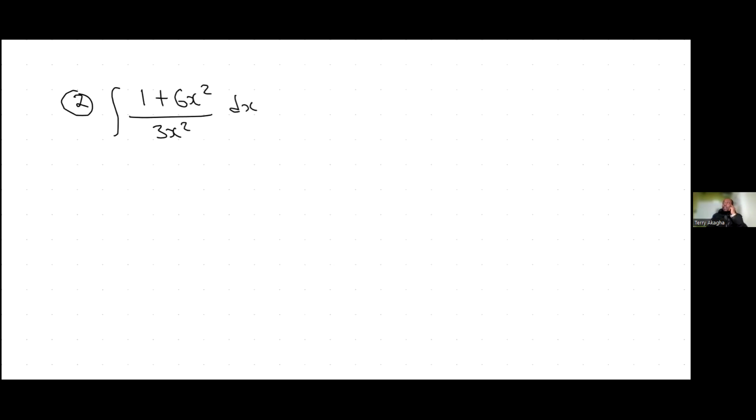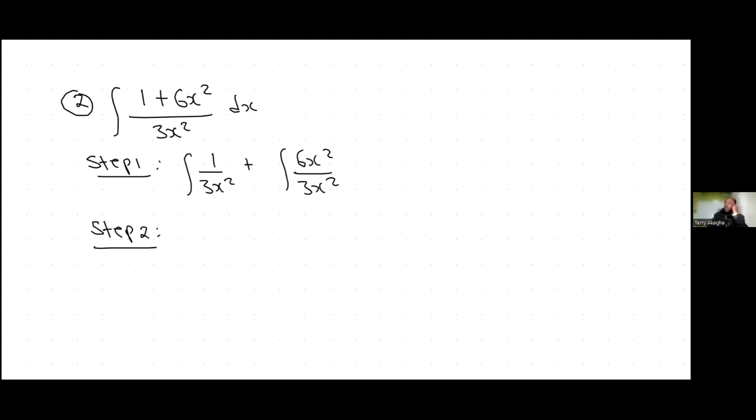Step one, like I said, we have to break this fraction into bits. So it's going to be integral of 1 over 3x squared plus integral of what? 6x squared over 3x squared. Are you seeing it? So then step two, we then have to integrate as normal. So as usual, I told you have to bring out the constant. So because we know 1 over 3x squared is the same thing as saying 1 over 3 times 1 over x squared. Are you seeing it?